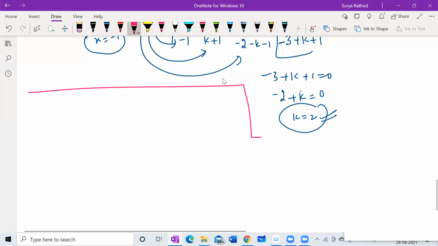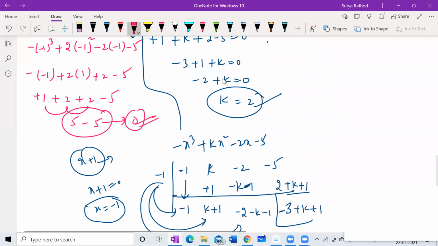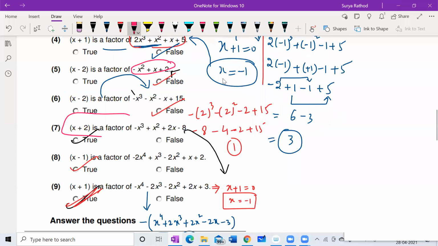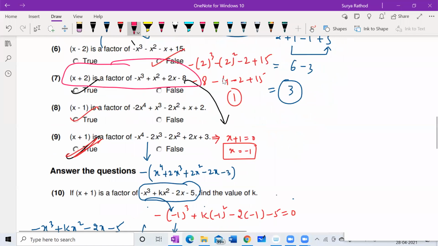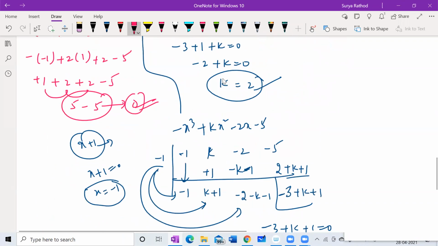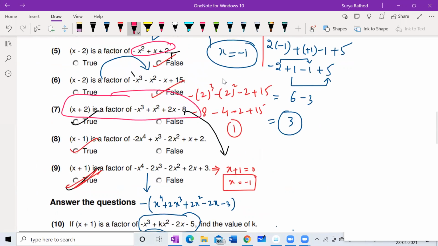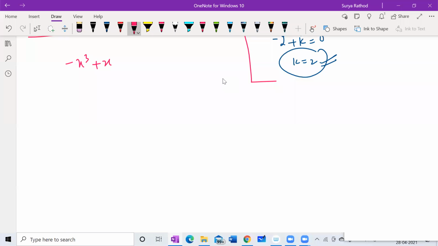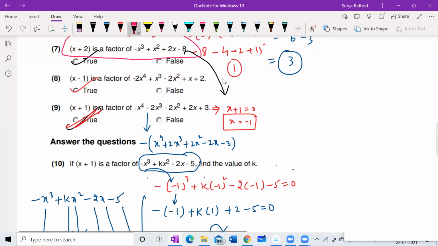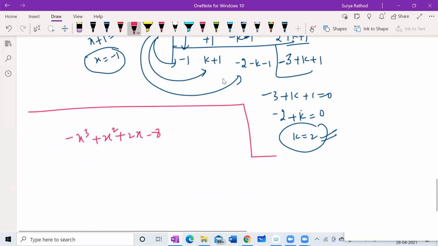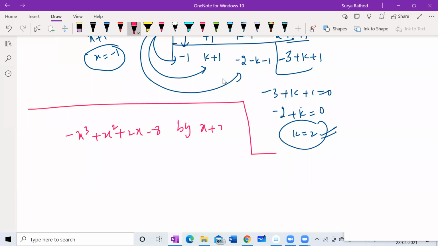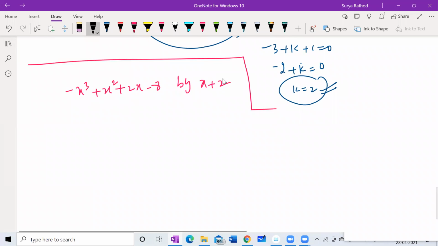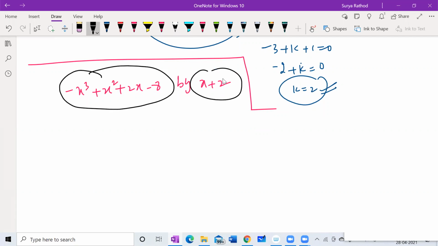See, I'll tell you one example here. We'll take the seventh question: minus x cube plus x square plus 2x minus 8. We have to check x plus 2, right? Divide this polynomial by x plus 2. The question will be like this. So we have to divide this polynomial by using this polynomial. How can we divide? By using the synthetic method.